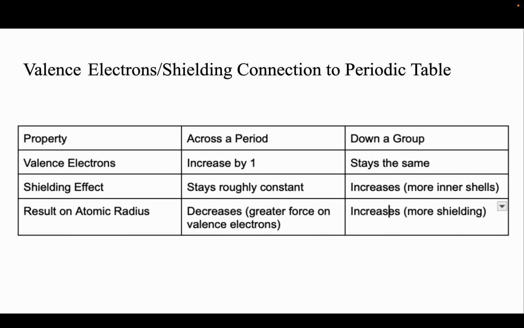So, valence electrons and shielding connection to the periodic table. Valence electrons increase by 1 across a period, and they stay the same down a group. The shielding effect stays roughly constant across a period and increases down a group, since there are more inner shells with more electrons. And then the atomic radius decreases across a period, since there's a greater force on the valence electrons, and increases down a group.